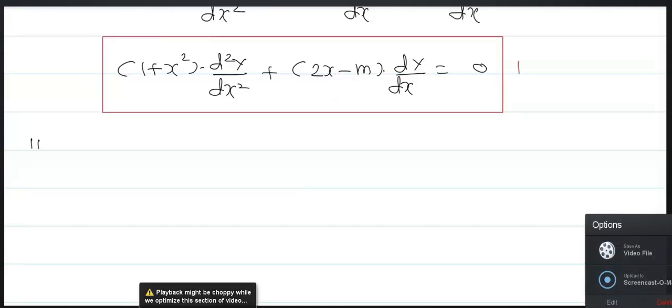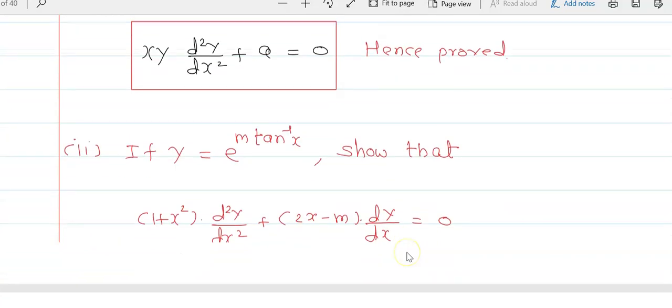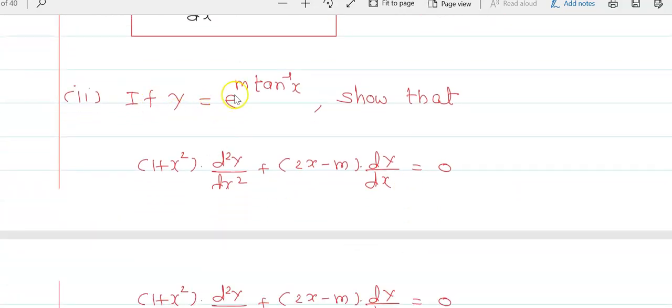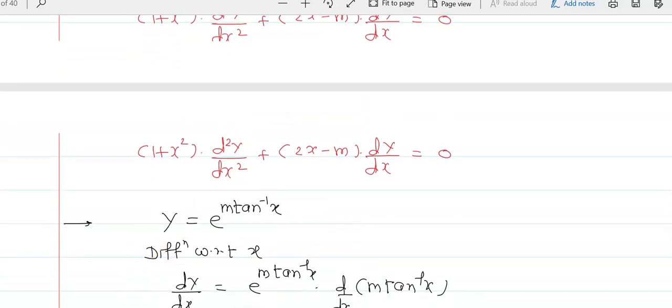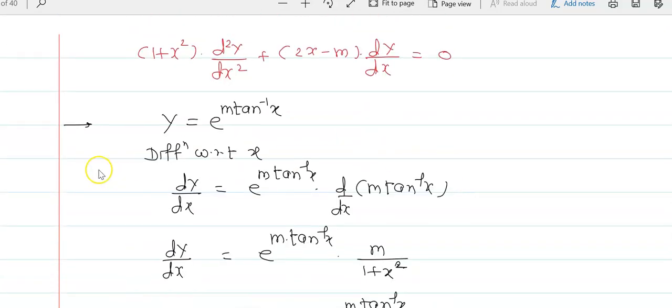See this again. Y is equals to e raised to m tan inverse of x. This we want to prove. Y is equals to e raised to m tan inverse of x.